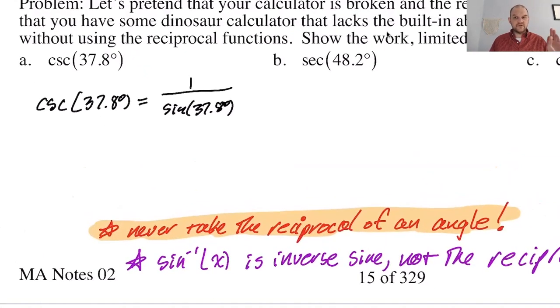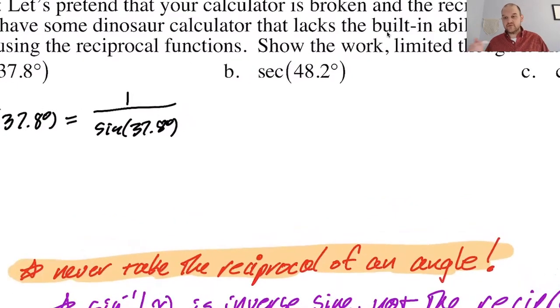Cosecant is a ratio. It's hypotenuse over opposite, right? I can flip that over, right? I can flip over opposite over hypotenuse. I could flip over opposite over adjacent. Those are all ratios. Makes sense to flip them over. Secant is a ratio. Makes sense to flip over secant.